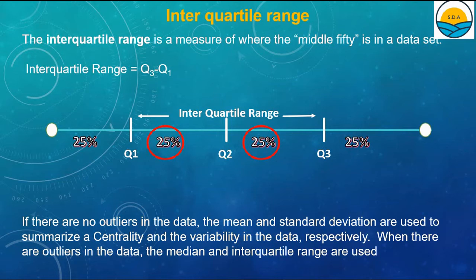So if data is not having any outliers and it is normal distribution, mean and standard deviation are considered to be the best measure of centrality and dispersion respectively. However, if data is having outliers, then median and interquartile range is considered to be a better representation of dispersion.